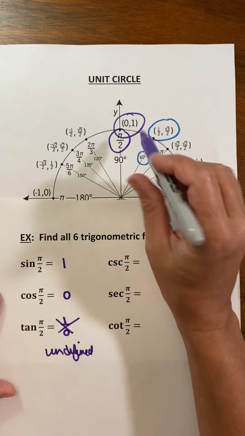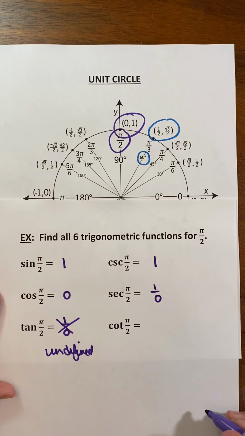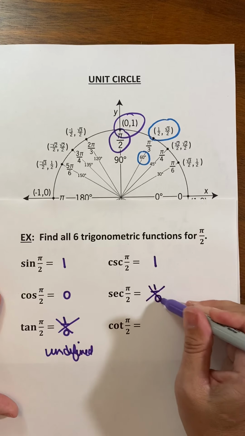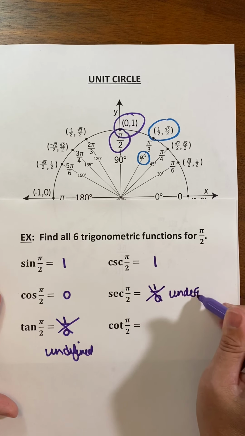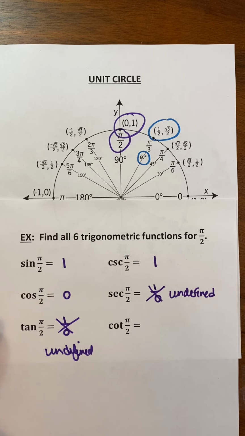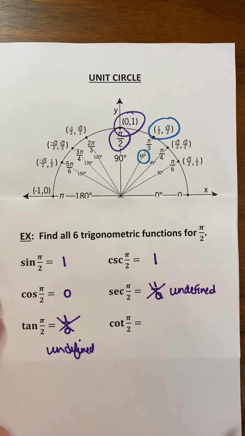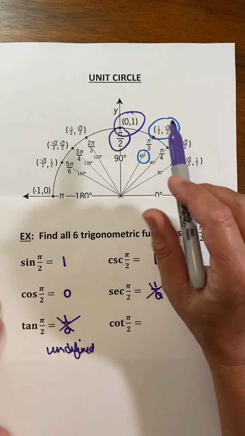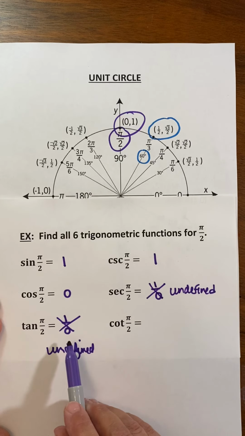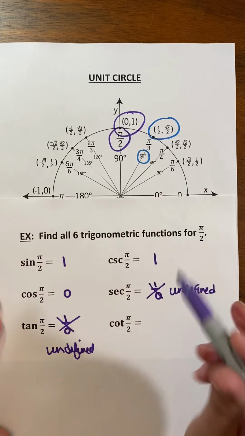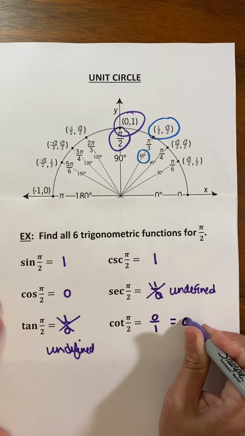The secant is going to be 1 over the x-coordinate, undefined. So the secant is also undefined at pi over 2. The cotangent, be careful because remember the tangent is y over x. The cotangent is x over y. It's 0 over 1, and 0 over 1 is 0.